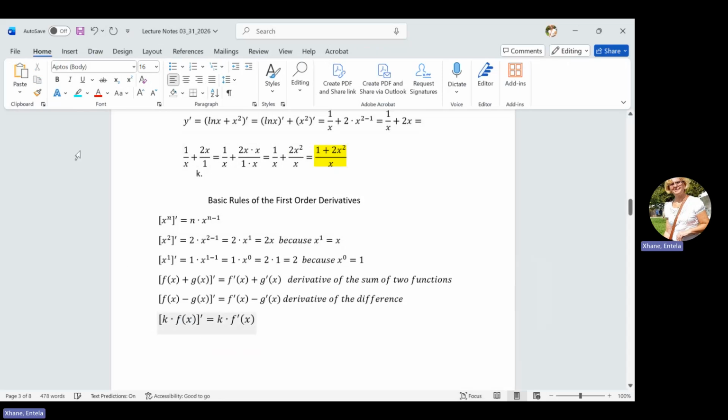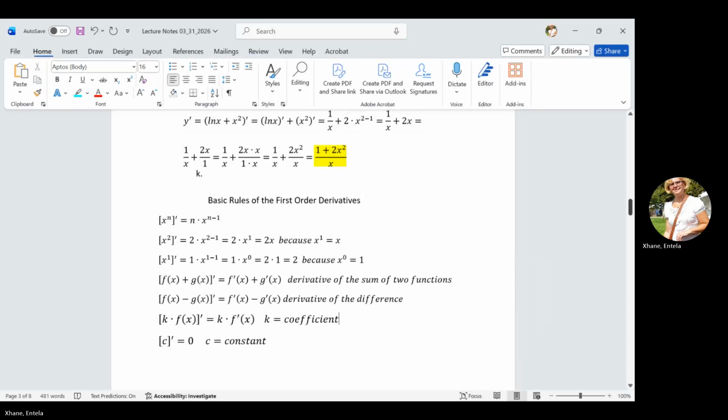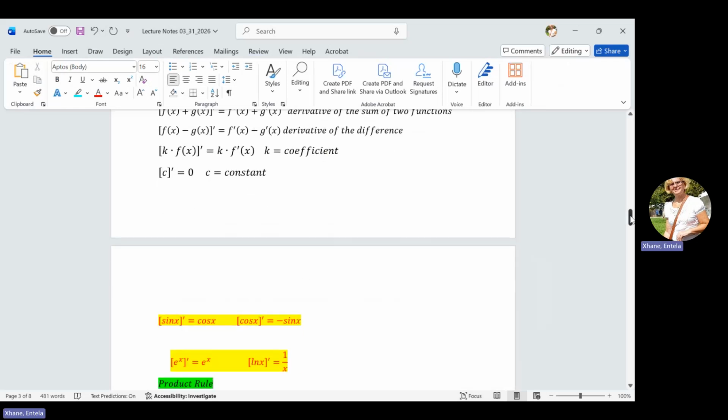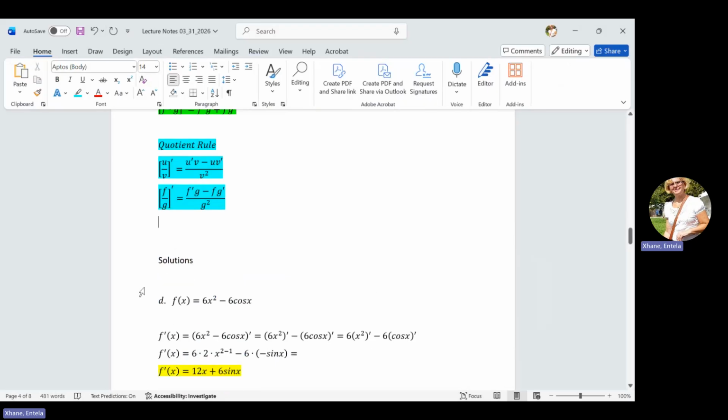And then finally, we have the constant rule where c is the constant and you're differentiating, that's going to be equal to 0. So c represents a constant. In the previous case, k represents a coefficient. Okay? So you have all the rules. So now let's try to use them.